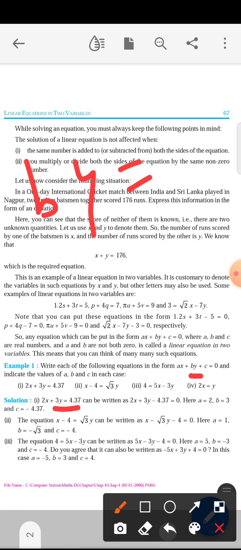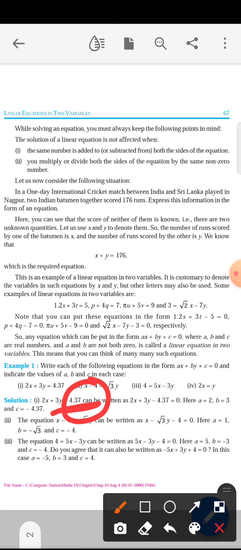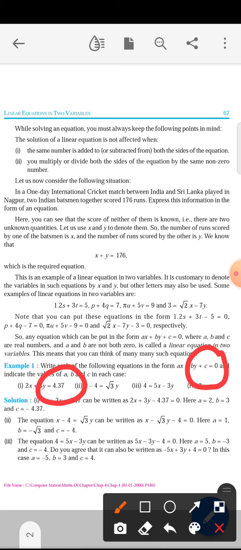Okay, 4.37 is given there, which is the value of c or not. So one more thing we have to check: there is an equal to sign, and 4.37 is on the RHS, and there is C, so we have to compare C with this 4.37.